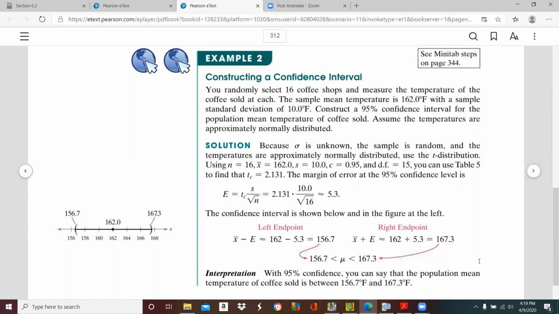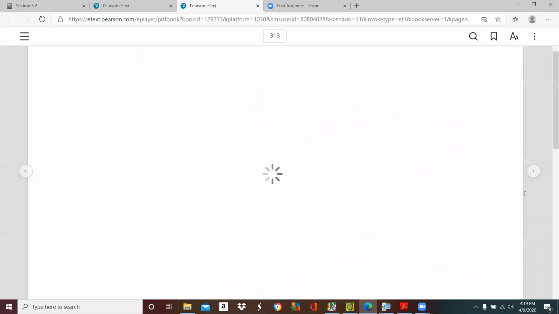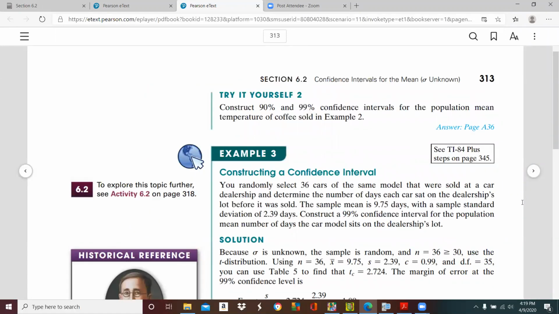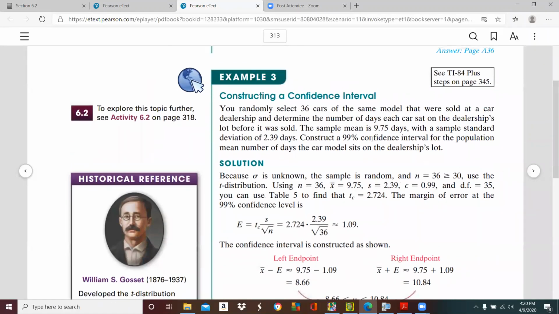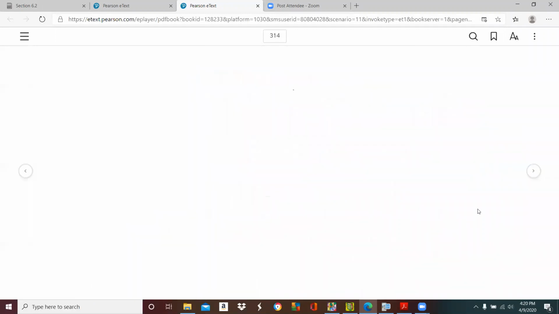All right, that's it. So that's how you construct a confidence interval. Now, sometimes the mean and standard deviation are given in the problem, like this one here. There's another example. All right, you can look through it on your own.